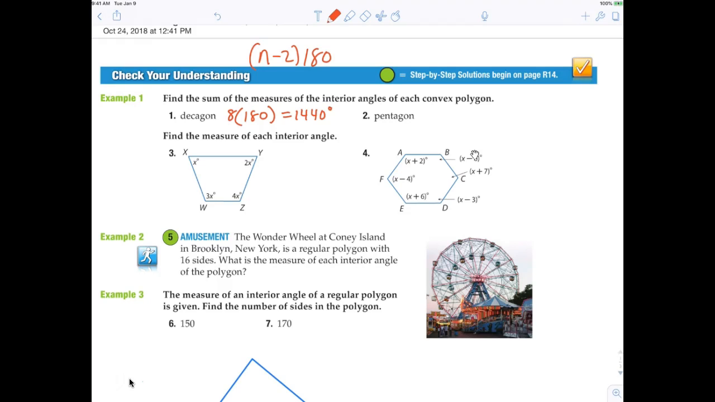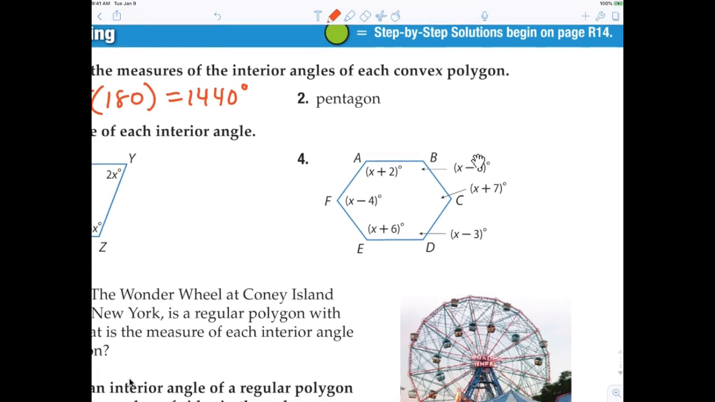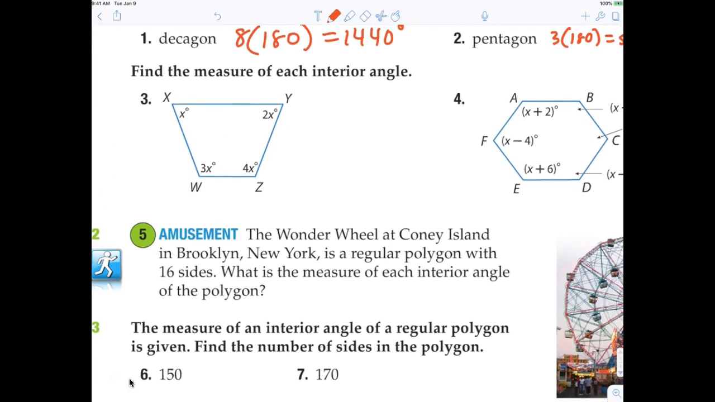All right. Now a pentagon has how many sides? 5. So again, the formula is simply 3 times 180, which is 540 degrees. All right, again, very easy, very basic. Now let's take a look at number 3. We would just say that is a quadrilateral, and that should be pretty standard. A quadrilateral adds up to 360.